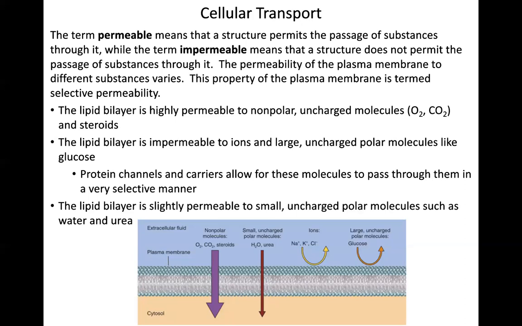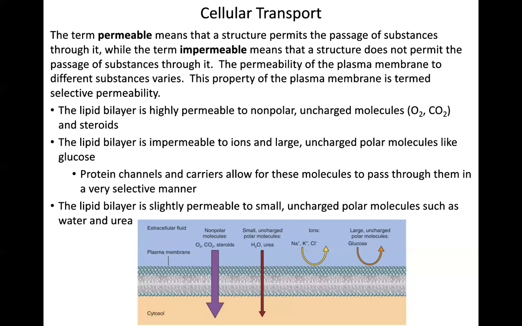The term permeable means that a structure permits the passage of a substance through it. So in other words, you could say that a strainer is permeable to water. It means that water can pass through it, okay? While the term impermeable means that a structure does not permit the passage of a substance through it. So in other words, a strainer is impermeable to the movement of macaroni noodles, okay? That's why they don't go through, because the holes are too small, okay? Well, the permeability of the plasma membrane to different substances varies. We call this property selective permeability, and a strainer also has this property, allows some things through, doesn't allow everything through.